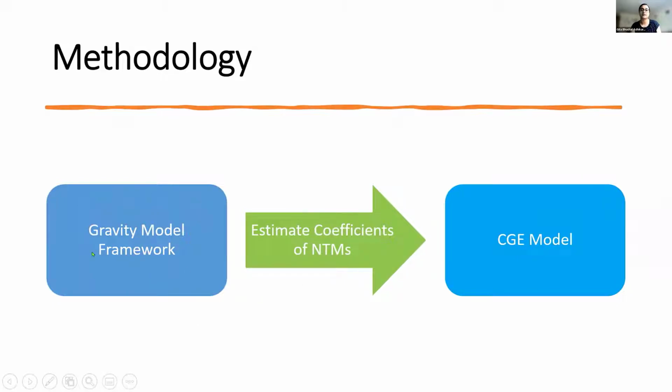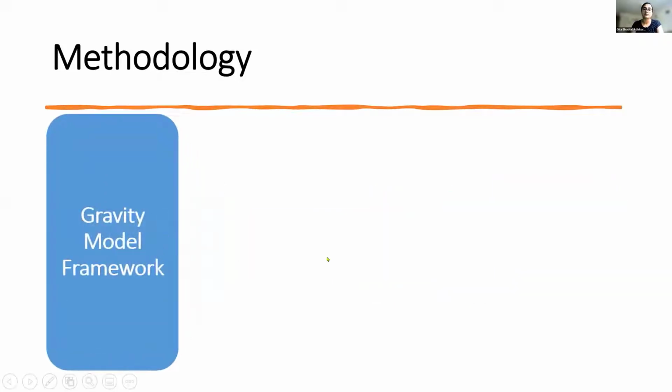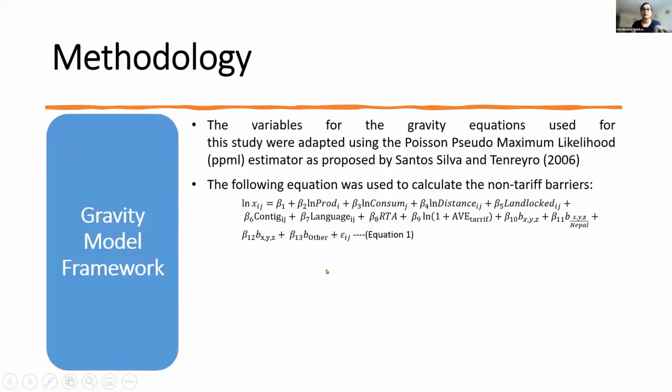Then I used the gravity model framework to estimate the coefficient of NTMs, and then I used those coefficients and the different tariff and non-tariff rates in the GTAP model for this study. So in the gravity model framework, we use the variables by adapting the Poisson pseudo maximum likelihood estimator as proposed by Santos Silva and Tenreyro.